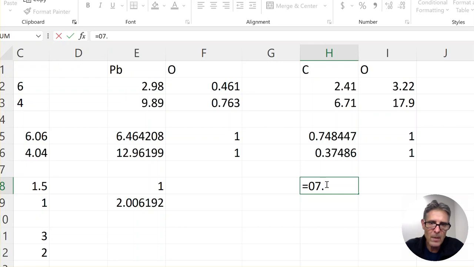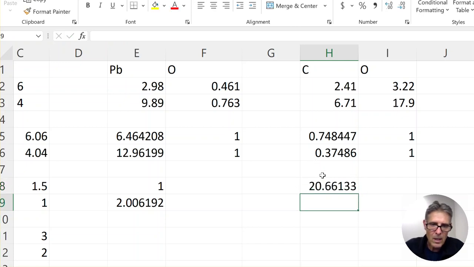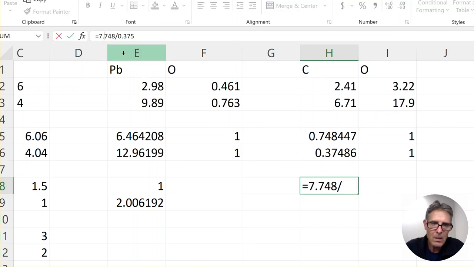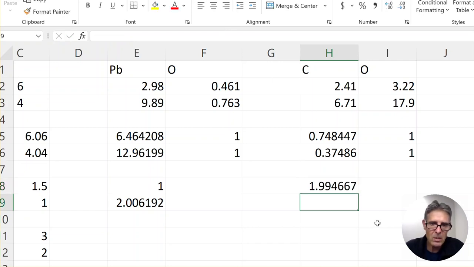I'm just going to round that to 748 and divide that by 3.75, or 0.375. And did I do that right? No, I didn't. It's 7.748. There we go. See, I make every mistake you could imagine.